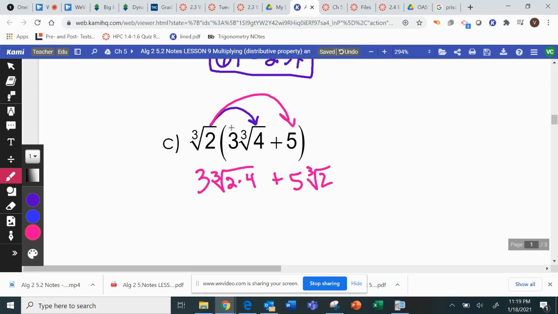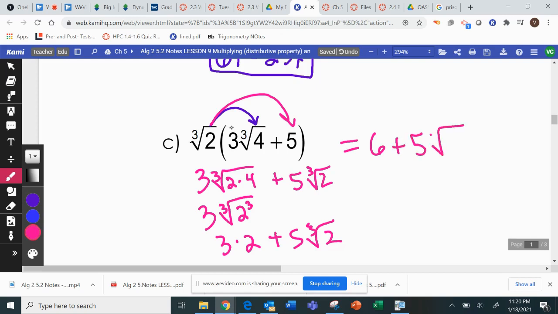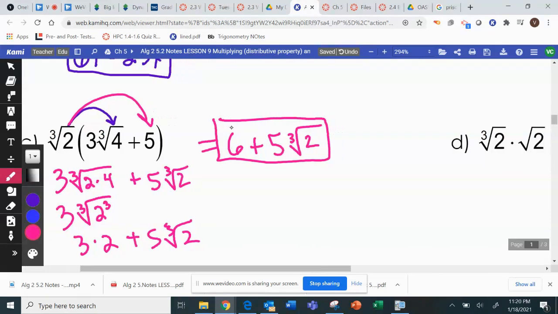Now, this cube root of 2 times 4, you can write it as cube root of 8, or you could write it as cube root of 2 to the 3rd, because 4 is 2 times 2, so there's 3 2's under there. Either way, cube root of 8 or cube root of 2 to the 3rd is just going to be 2. So my answer to this would be 6 plus 5 cube root 2. Cannot add those together because they are not like radicals.